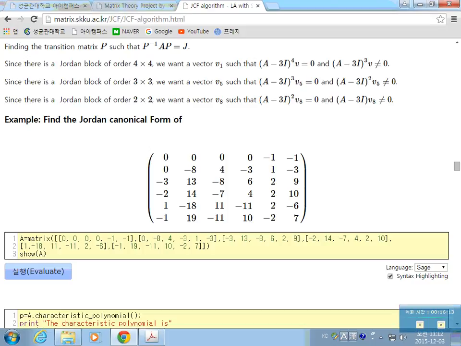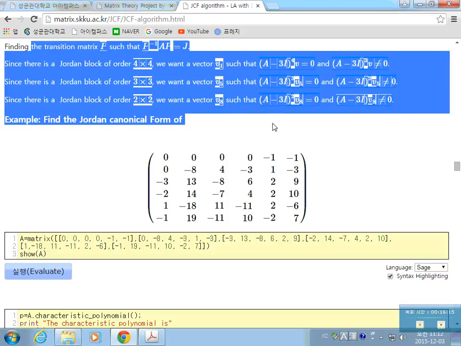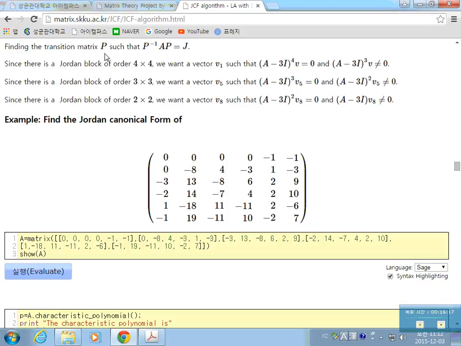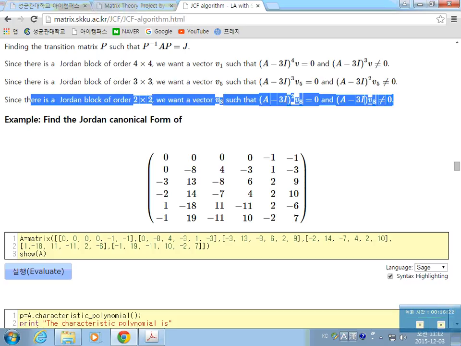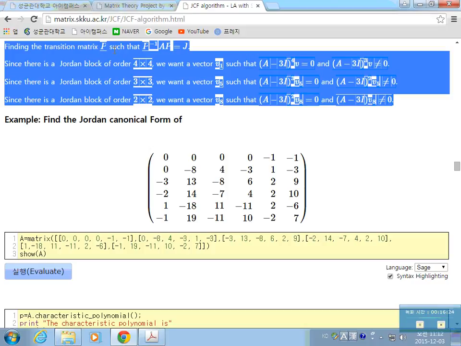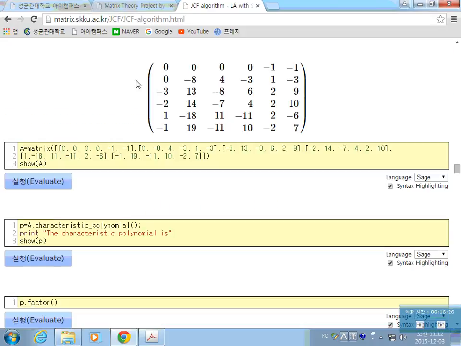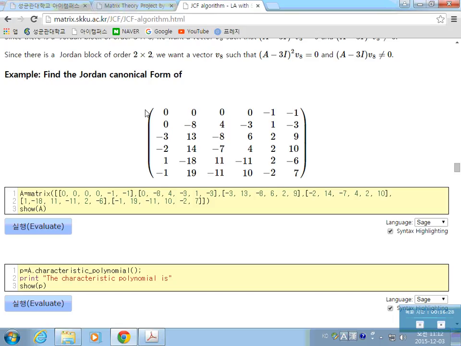Also, we can solve this linear system of equations to find the linearly independent generalized eigenvectors, to find the transition matrix P. That's it. So you can use those codes to do any other problems.